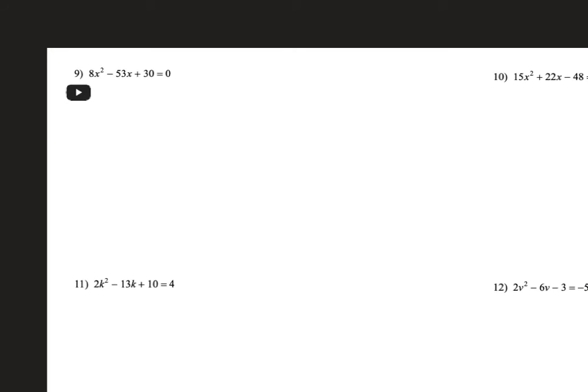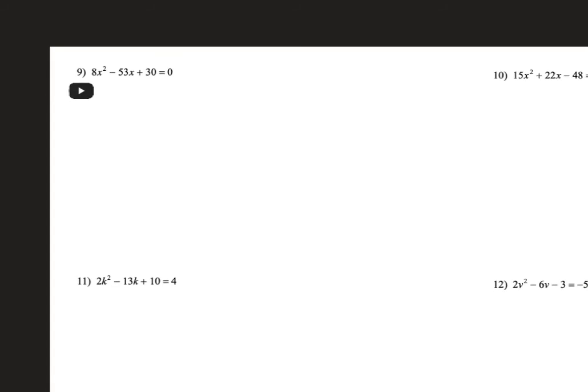All right, now we're going to do number 9. Looking at 9, first thing we're going to do is look for a GCF. In this case, there is no GCF, so we're going to go straight into the box. This is 8x squared minus 53x plus 30. Then we're going to multiply a times c, so this is 240, and this is going to be negative 53.